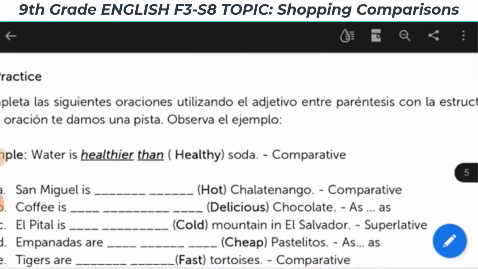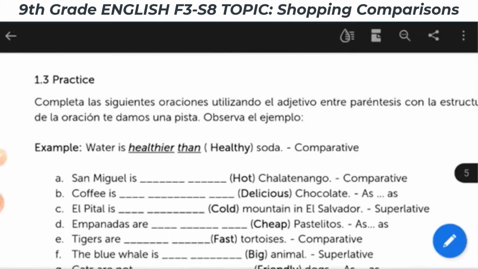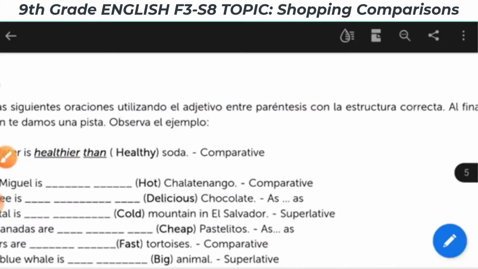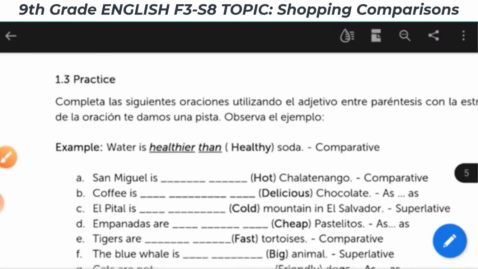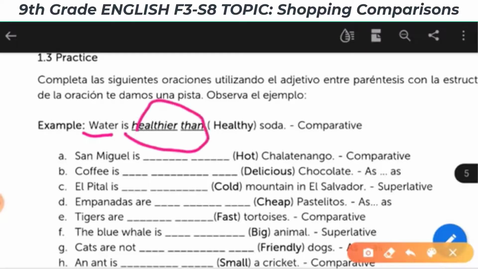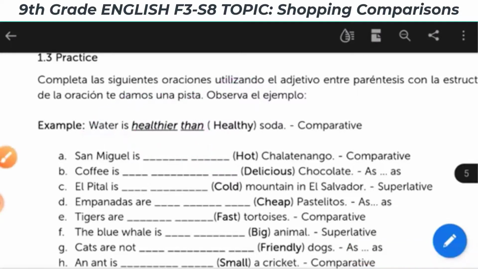Ya que vimos todo eso, here, completa las siguientes oraciones utilizando el adjetivo entre paréntesis con la estructura correcta. Al final de la oración te damos una pista. Observa el ejemplo. Example. Water is healthier than... water is healthier than soda. Yes, el agua es más sana que la soda.